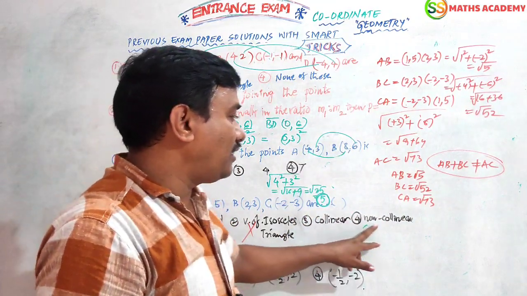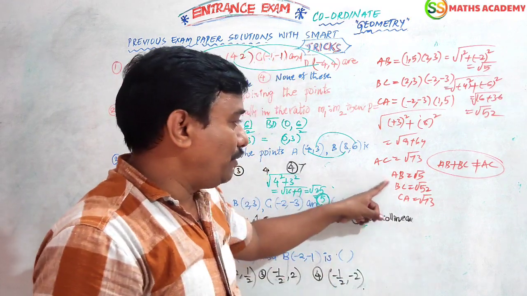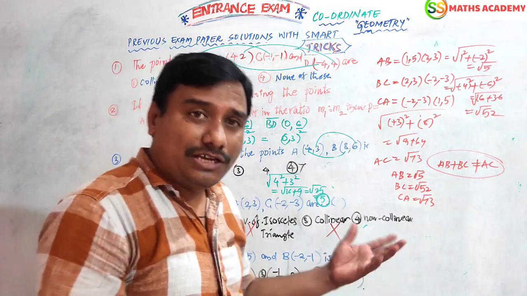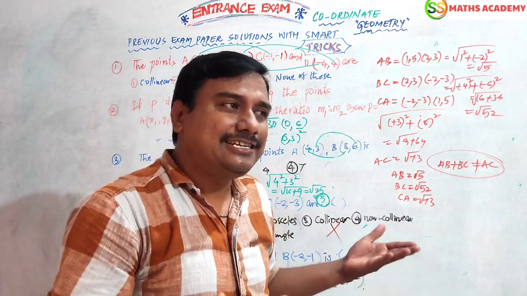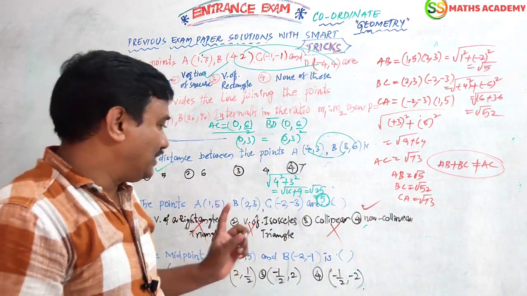Now the option: collinear or none. What is the collinear condition? The sum of any two sides equals the third side. So AB plus BC is not equal to AC. It is not collinear. So AB plus BC not equal to AC means it is non-collinear. The final answer is non-collinear. Children, remember.